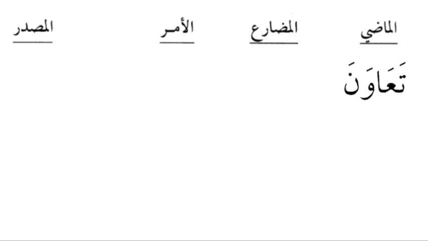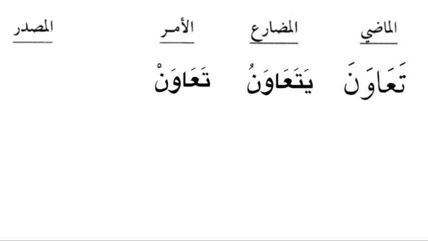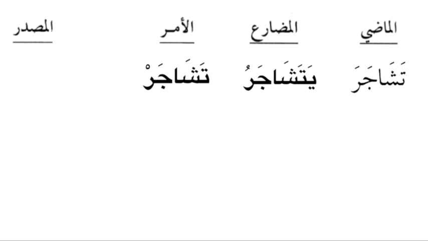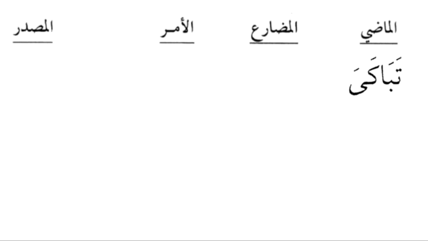Next example, ta'awana. I think this is a participation where they cooperate with each other. Ta'awana, yata'awanu, and amr will be ta'awan, and masdar will be ta'awunun. Tasa'ala, and mudari will be yatasa'alu, tasa'al, and tasa'ulun, masdar. Tashajara means to quarrel with each other. Yatashajaru, tashajar, and tashajurun.